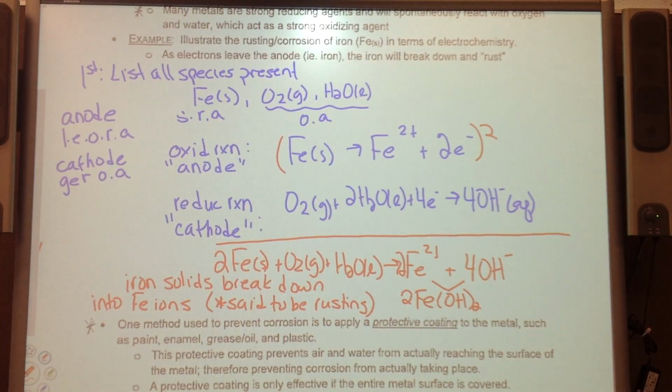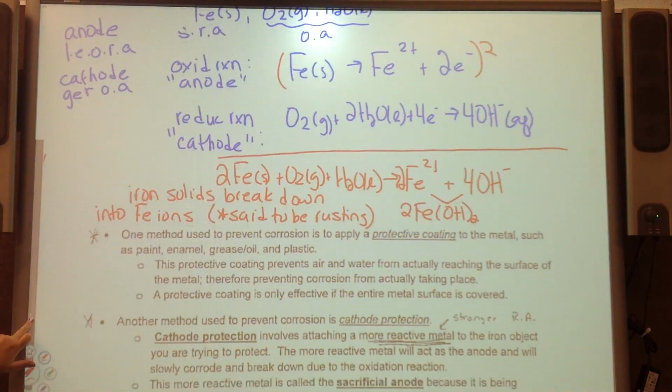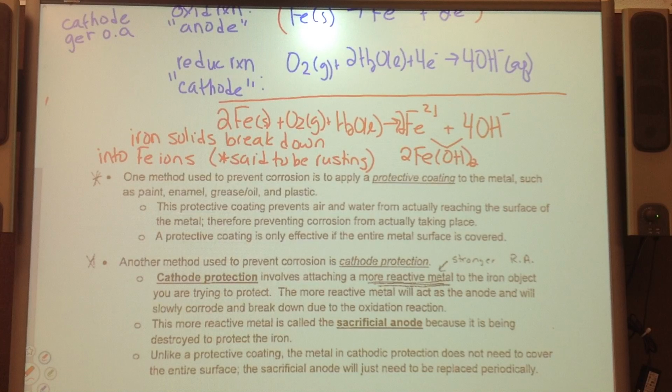Okay? So we can prevent corrosion in two ways. And this is a very good sales tactic for the automobile industry. You can apply a protective coating. You can get that undercoating, that clear undercoat on your vehicle to help protect against rust from the salt, especially in northern Alberta where we love to apply salt to the roads. So it prevents air and water from actually reaching the surface of the metal, and it's only effective if the entire metal surface is covered.